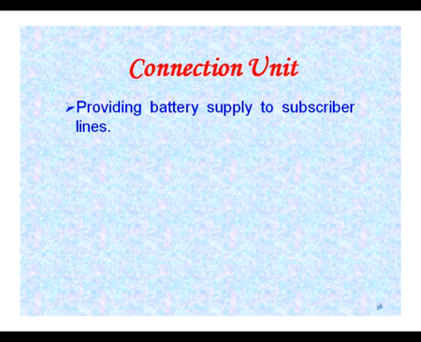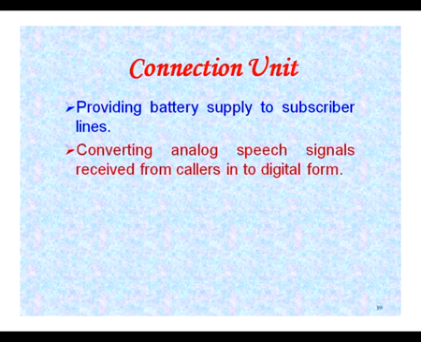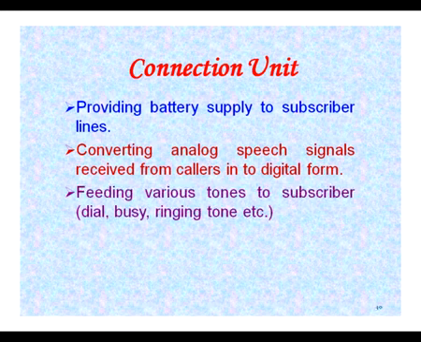So in the connection unit, if you say that it provides the battery supply to the subscriber lines, that is the first function of a connection unit. Then converting the analog speech signal received from the caller into a digital form is also done by the connection unit. Then feeding various tones to the subscriber, like a dial tone, busy tone, and ringing tone, are also provided by this connection unit only.